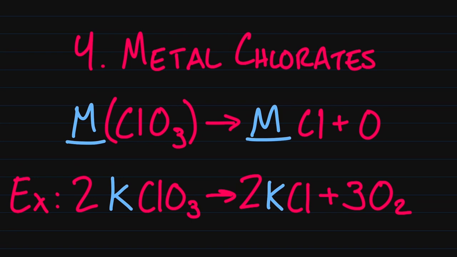Next, we have the decomposition of metal chlorates. For this one, again, the metal is combined with a chlorate, and it splits up to become a metal chloride with some oxygen gas. The example here is potassium chlorate splitting up to become potassium chloride and oxygen gas.